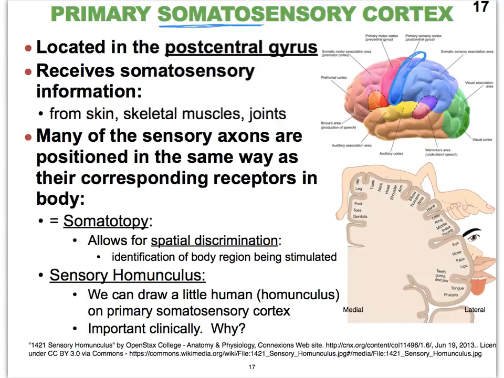And we also can see that when this information from the skin, from the skeletal muscles, the joints, the bones, arrives in this particular area of the cortex, in that post-central gyrus, it is very organized in how it arrives. It's as if all of the sensory neurons that start in the hand tend to keep their axons pretty close together as they enter into the brain. And that allows us to draw a little human being on that primary somatosensory cortex. We call that a sensory homunculus, little human being.